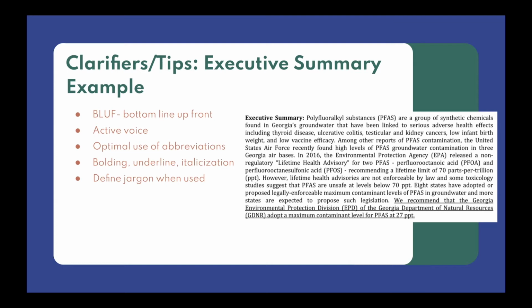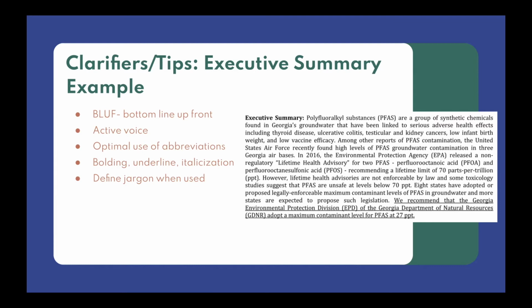And this executive summary too, this is the first paragraph readers are going to read. So you really want to make sure that you hit the important stuff up front. You want to write your entire policy memo in active voice. You want to use optimal use of abbreviations. So if we look at this policy memo, there are a bunch of different abbreviations: PFAS, EPA, PFOA, PFOS, PPT, EPD, GDNR. It becomes super confusing for readers. Even if you do know what the abbreviations mean, even if you had someone with a background in this area, it's been shown that there is a lower level of retention for so many acronyms like that. So you want to optimize the use of acronyms and abbreviations.